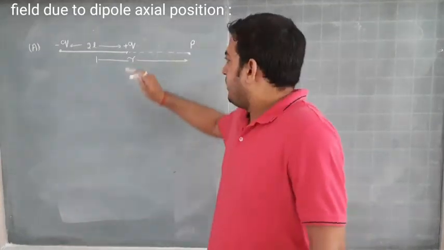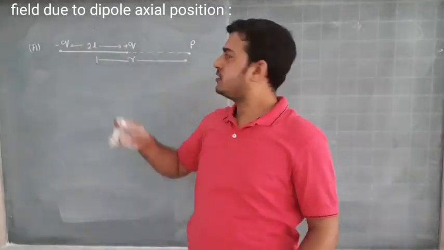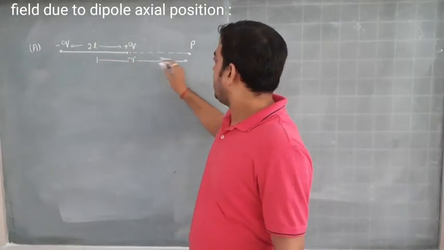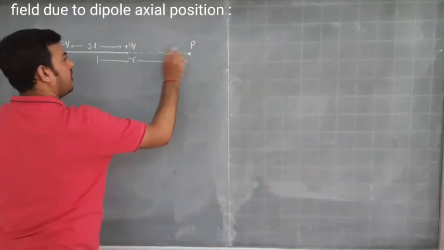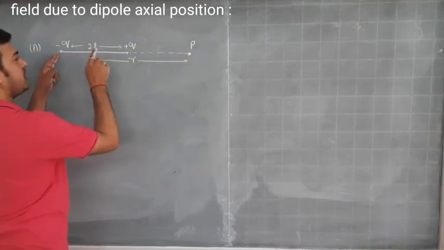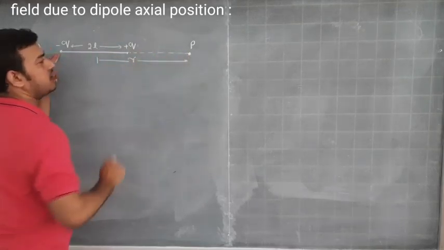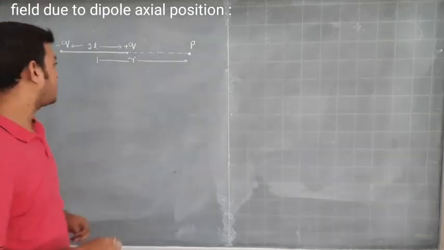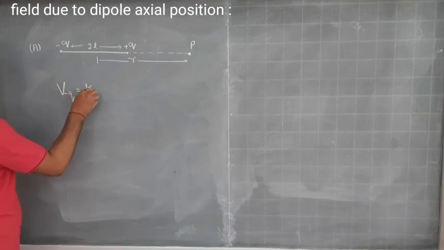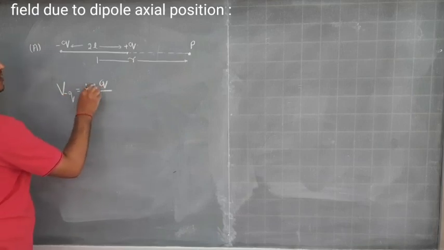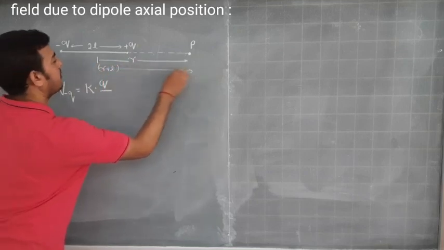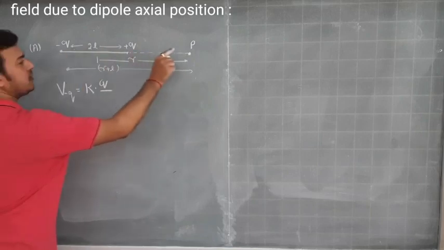First of all, I will not treat it like a dipole. I will just treat this situation like I am having two charges here, and we need to find the potential at this point P. First I will find the potential due to the negative charge at this point, and the potential due to the positive charge at this point, and simply we will add them. The potential due to the negative charge will be k times the charge divided by separation, and this distance will be r plus l from this point to this charge.